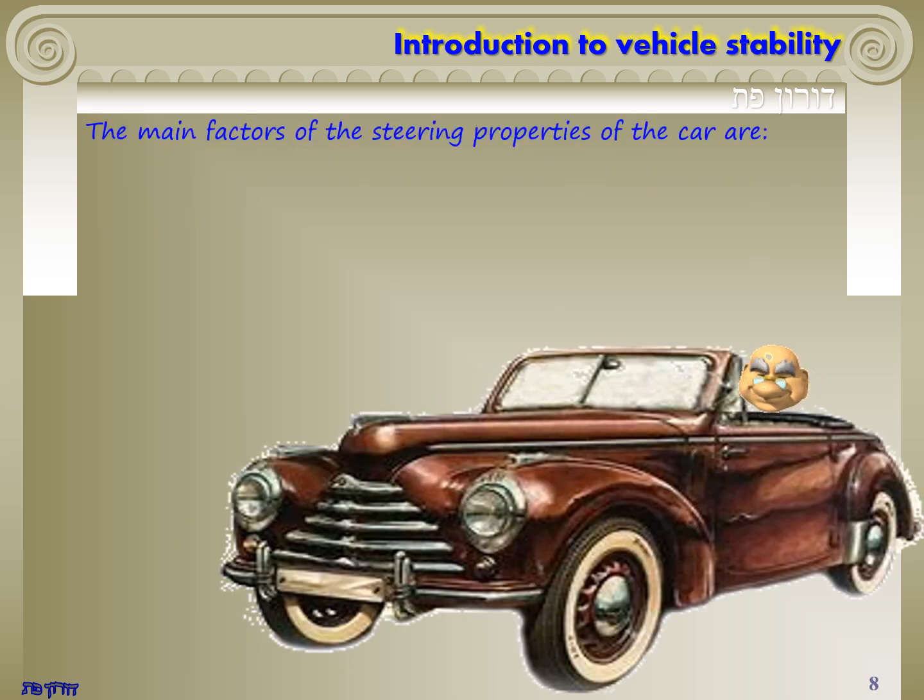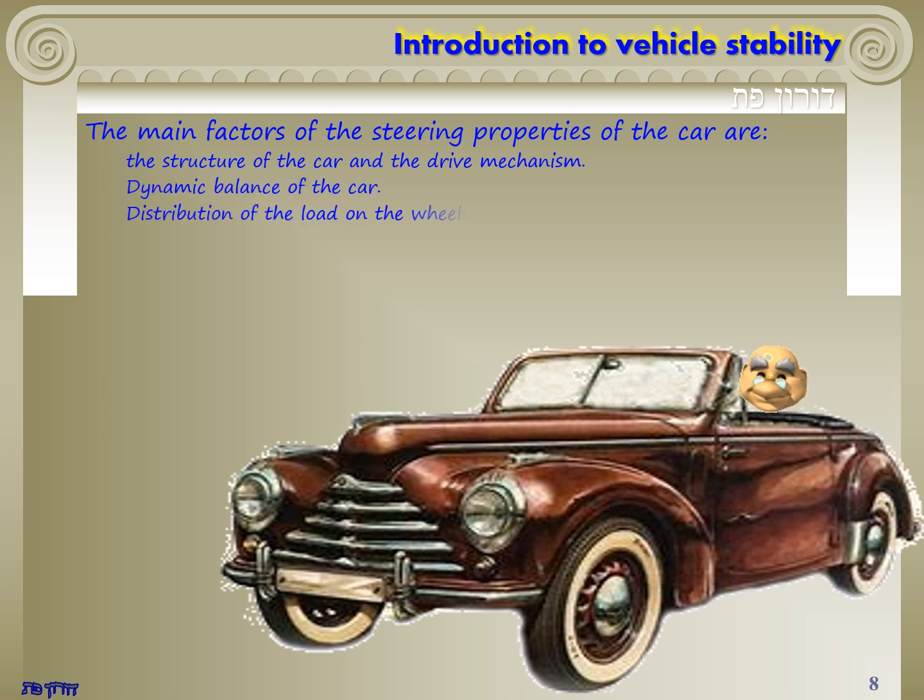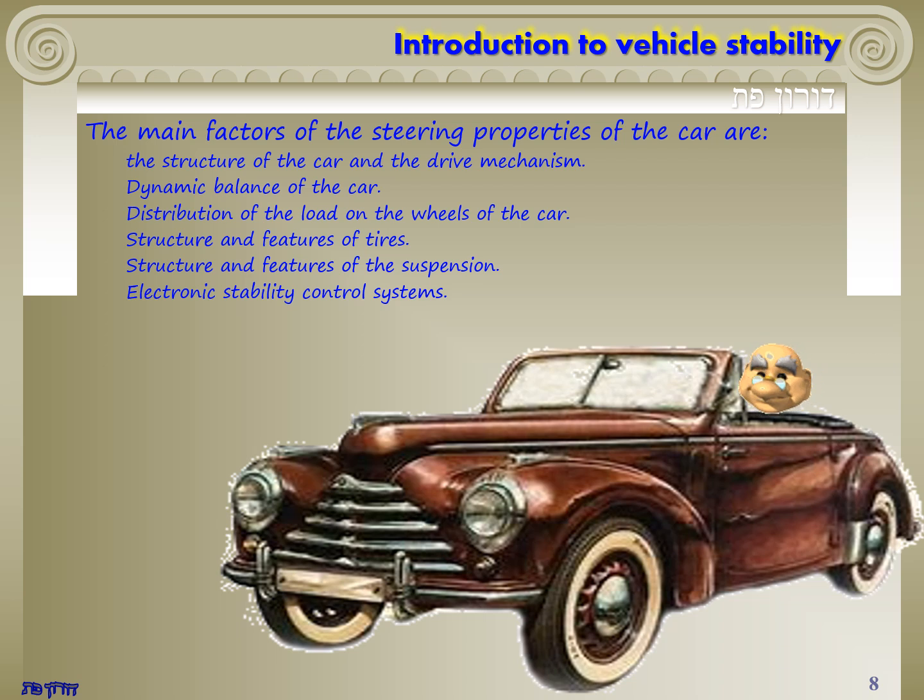The main factors of the steering properties of the car are the structure of the car and the drive mechanism, dynamic balance of the car, distribution of the load on the wheels of the car, structure and features of tires, structure and features of the suspension, electronic stability control systems, driving technique and driver skill.